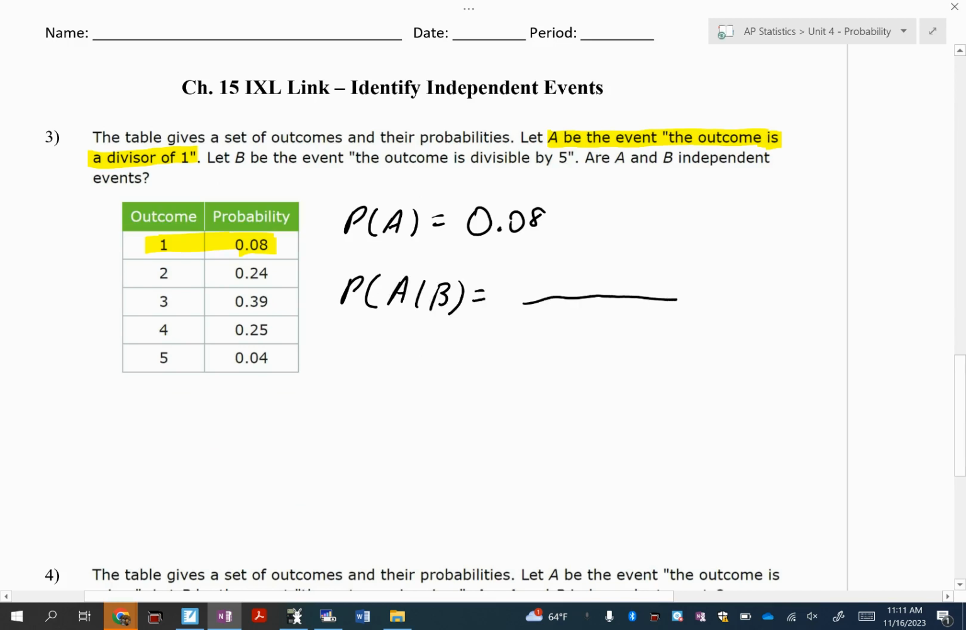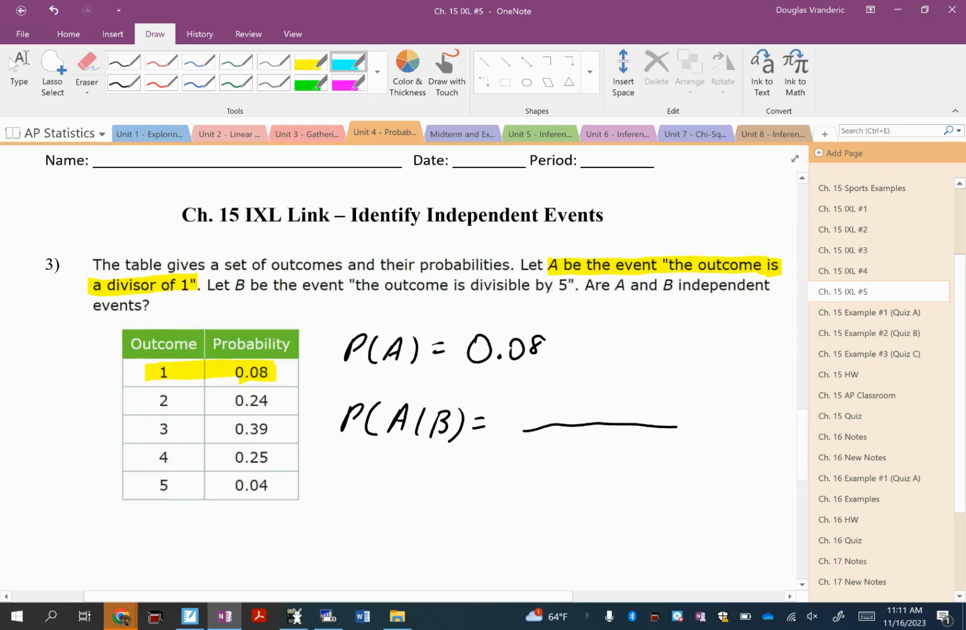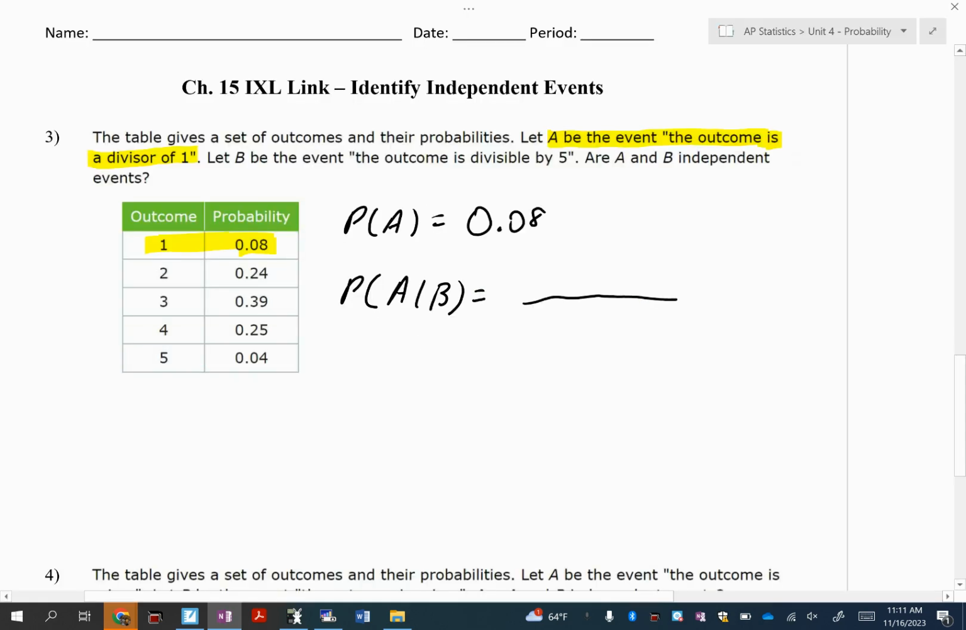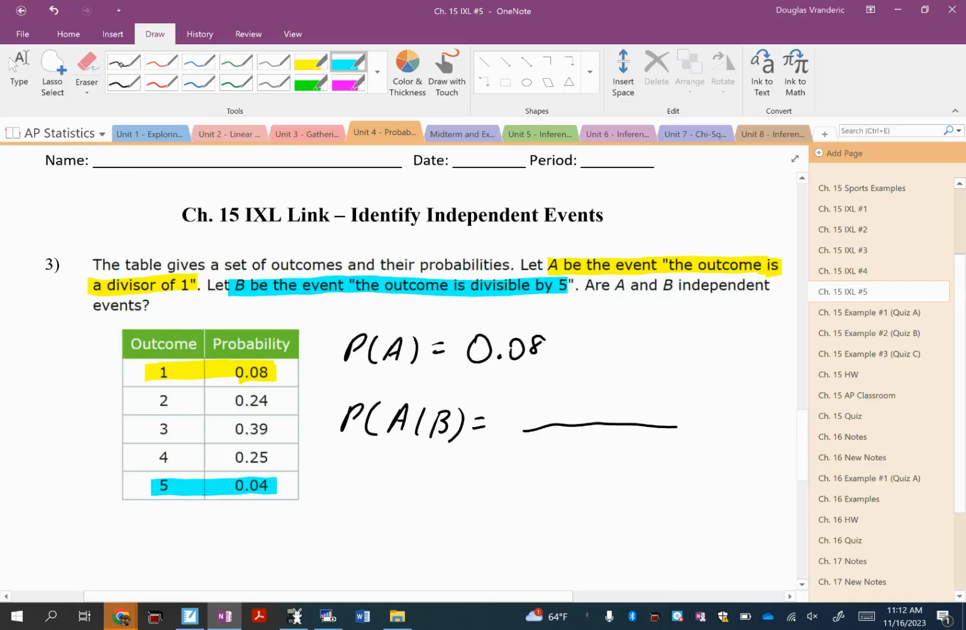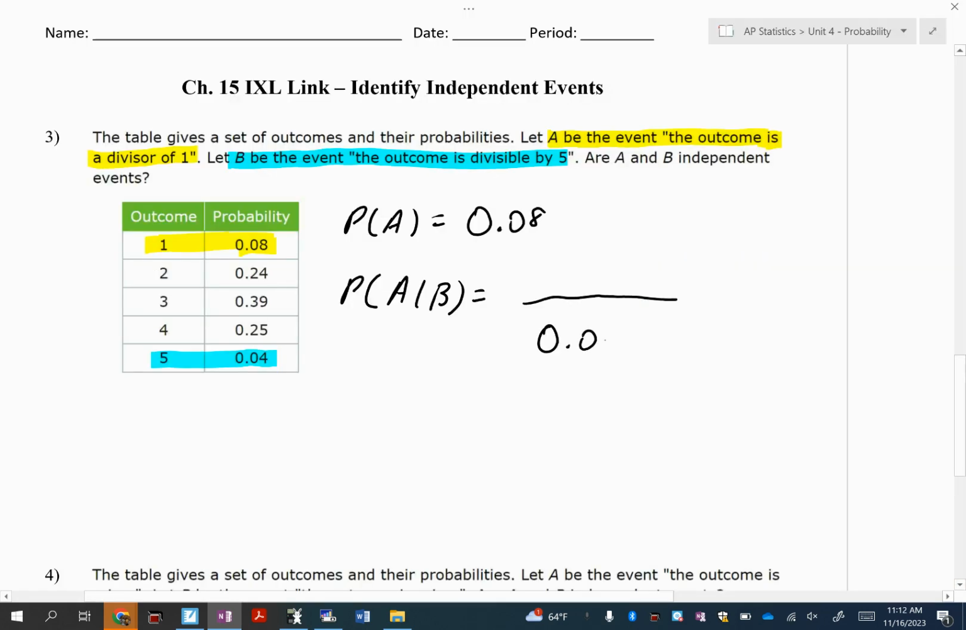All right, so here we go. My denominator is the probability of just event B, the outcome is divisible by 5. Which of these numbers, 1, 2, 3, 4, or 5, are divisible by 5? Just 5, right? 5 is divisible by 5. So that goes in the bottom. Now remember, what goes on top here? If you look above, what goes on top? A and B.